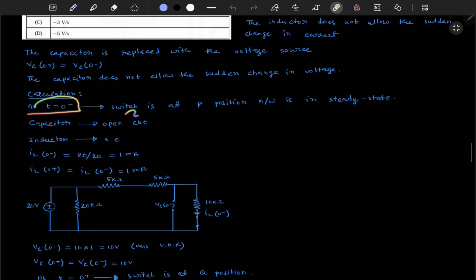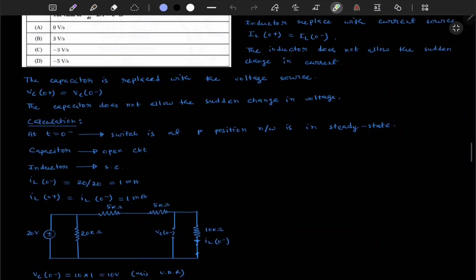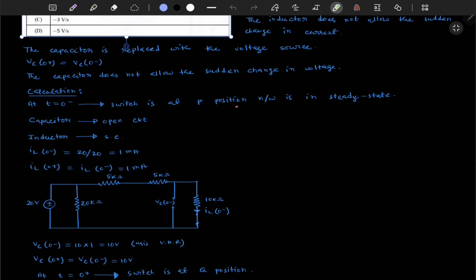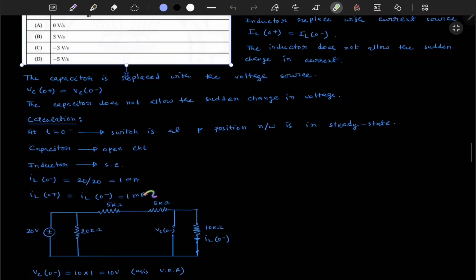At t equal to 0 minus, the switch is at P position, so the network is in steady state. Here you can see this is position P. At steady state the switch is at P position, means for a long time it is in that position only, that's why it is in steady state. So the capacitor will obviously be open circuited, means it is already charged, and the inductor also cannot resist more, it is already in steady state, so it's short circuited. So the inductor current at 0 minus will be 20/20, means 1 milliampere.